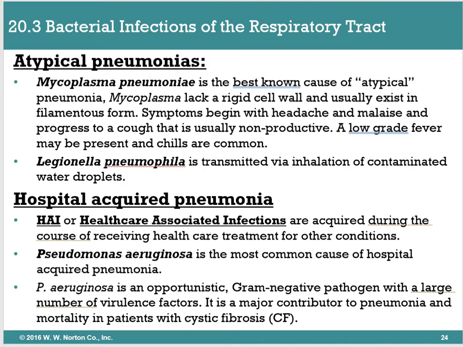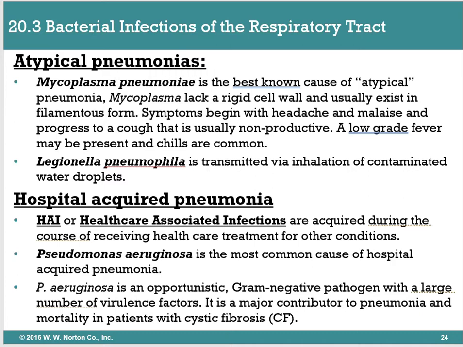that make them very, very difficult to treat. And the major contributor to pneumonia and the mortality in patients with cystic fibrosis. So you will see this in CF patients because of the fact that they are so immunocompromised. Also, they have issues with their lungs and actually clearing out that mucus. So with the fact that they have an issue clearing out that mucus, P. aeruginosa will take advantage of that and start colonizing.